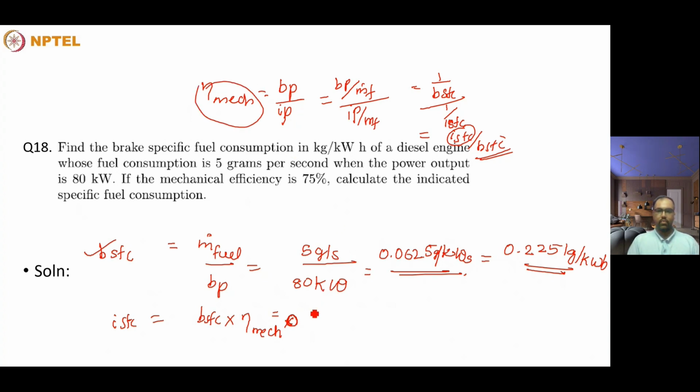So the indicated specific fuel consumption is equal to brake specific fuel consumption multiplied by the mechanical efficiency. So we'll get it as 0.225 multiplied by 0.75. That will be around 0.169 kilogram per kilowatt hour.